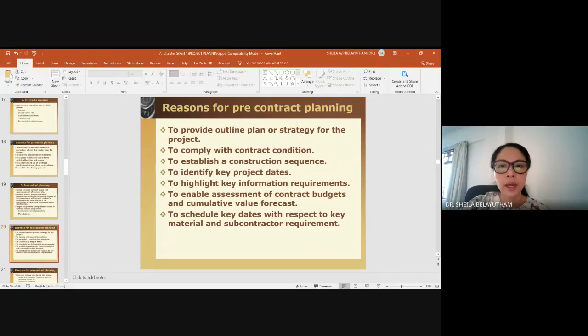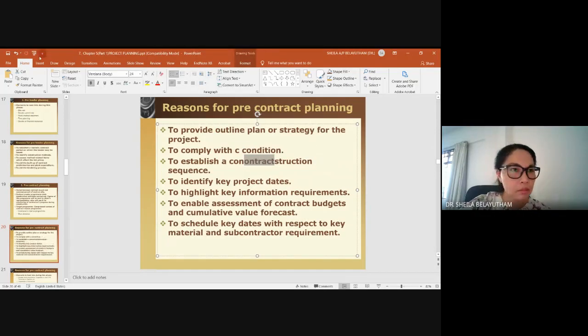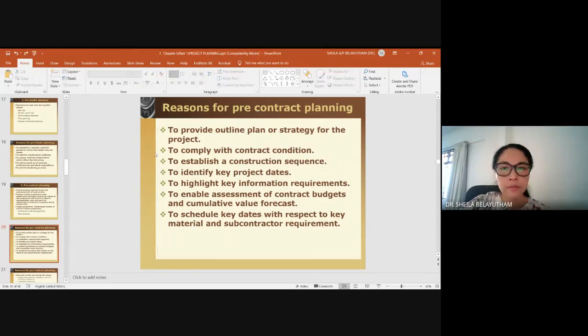So outline the plan strategy for the project, and of course, you can only do this after you understand the contract. So, to comply with the contract condition. In a contract document, usually they will provide the contract condition. For a JKR project, a Public Works Department project, usually for example JKR 203. And for private projects, usually they look into PAM, Persatuan Arkitek Malaysia's condition of contract.